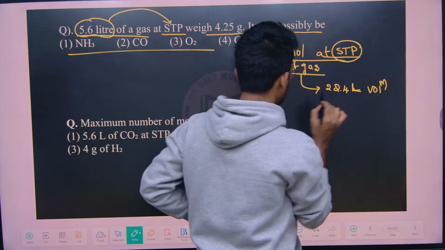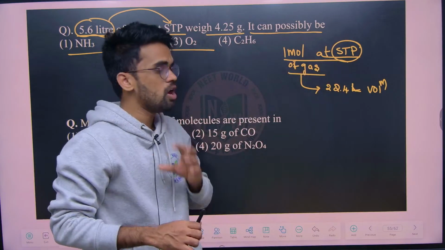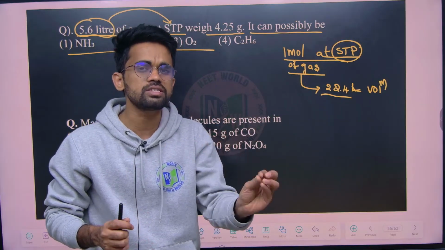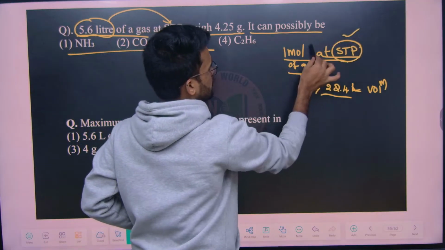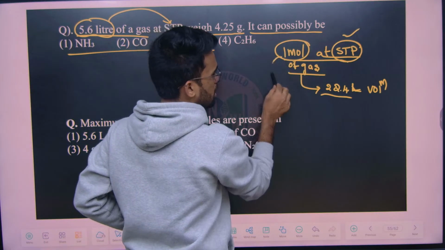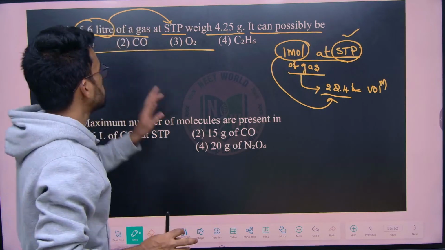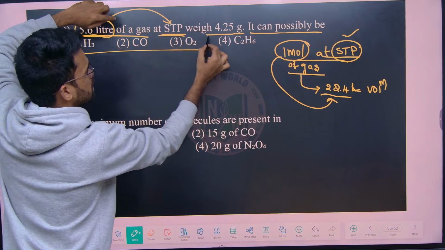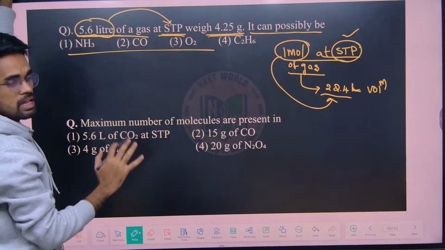So if you consider 1 mole of oxygen gas at this STP condition, how much volume will it have? 22.4 liters. Not only oxygen, you consider any gas at this STP condition. If you are taking 1 mole of that gas, what is the volume it will have? 22.4 liters. Okay, so now read the question. 5.6 liters of a gas at STP weighs this much. So which gas can it be out of these four? So it is simple.